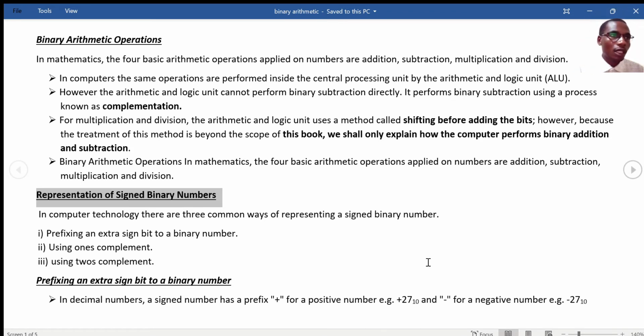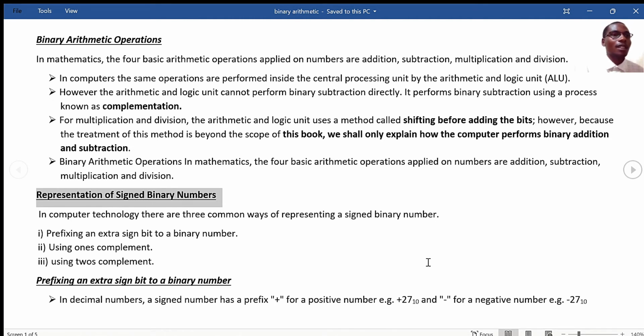I'm sure if I write a binary number, you don't know if it is positive or negative. But before the end of this subtopic, you will know how to differentiate the positive binary number and the negative binary number.